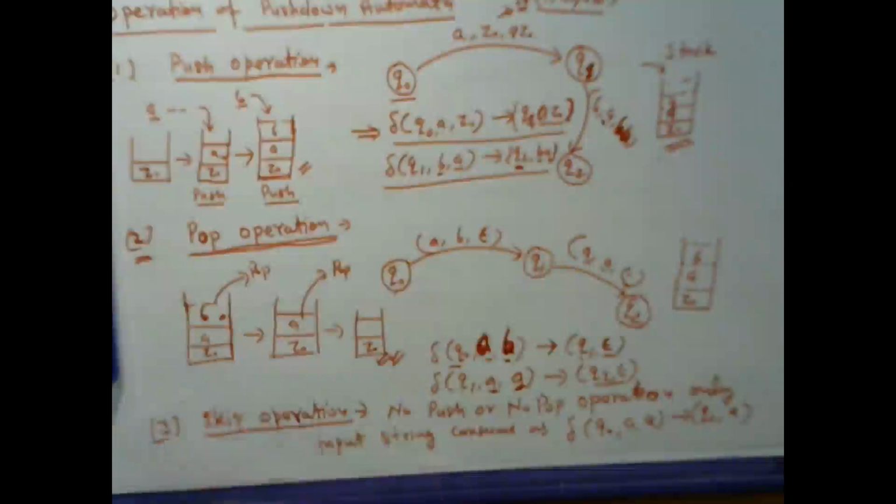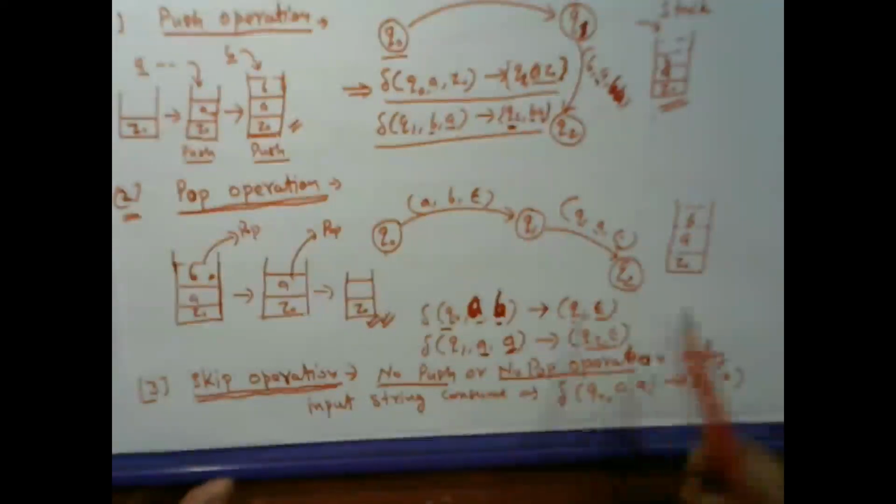And the third one is the skip operation. If you don't want any action, you cannot insert a value into the stack, and you cannot remove a value from the stack, then how do you skip the operation? This operation has no push or no pop. Only the input string will be consumed. You can just read the input string, moving the alphabets forward, but you cannot take any action on the stack.